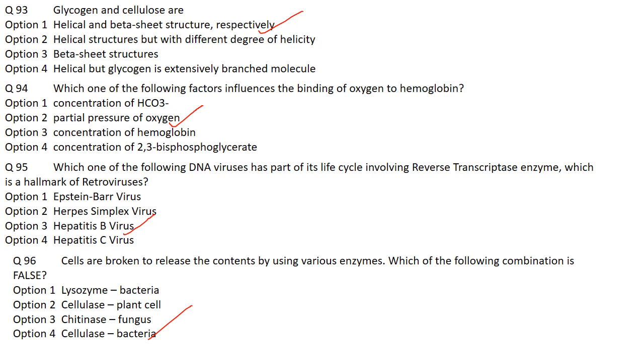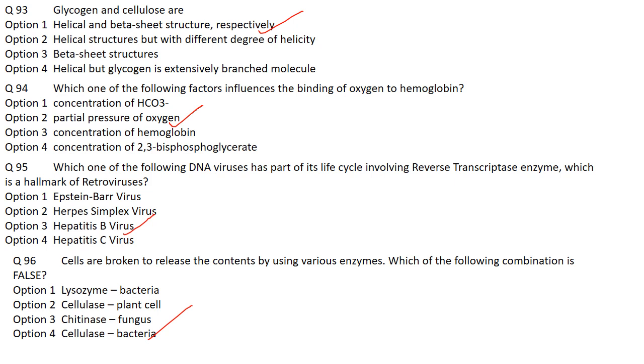So partial pressure of oxygen. Answer is option 2. Which one of the following DNA viruses has part of its life cycle involving reverse transcriptase enzyme, which is hallmark of retrovirus? So it is hepatitis B virus. It is a non-retroviral virus which uses reverse transcriptase as part of its replication process.